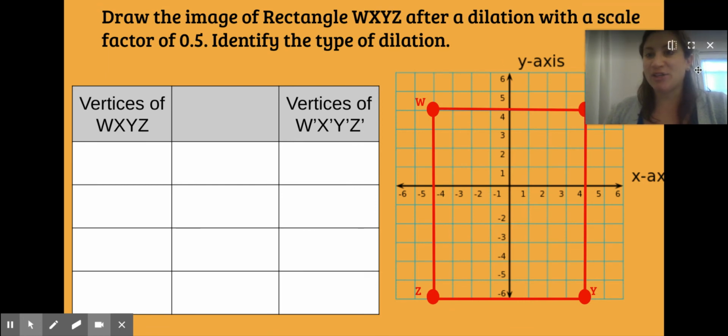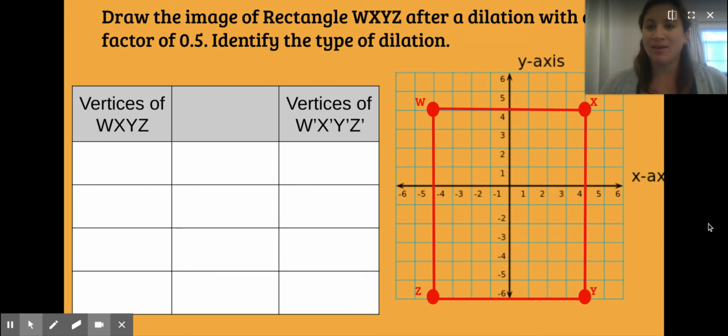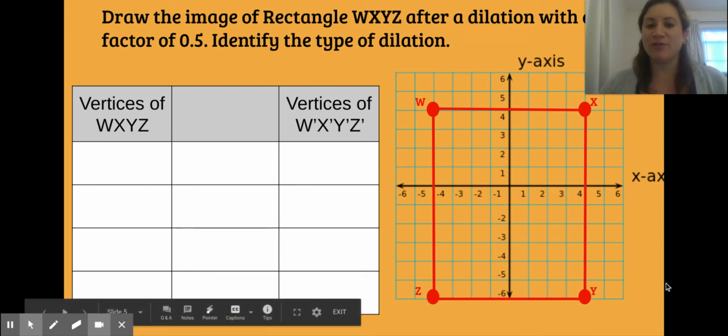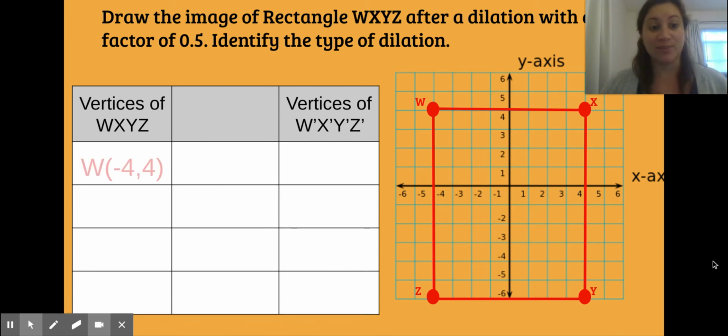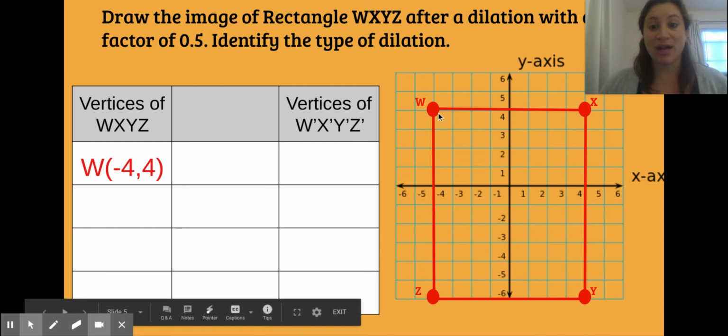Our second dilation, we are going to now draw the image of rectangle WXYZ after a dilation with a scale factor of 0.5, 1/2. And then we're going to identify the type of dilation again. I am giving you the rectangle already graphed, so our first step is to state what the coordinates are of the original rectangle. W is at -4, 4. X is at 4, 4. Y is at 4, -6.